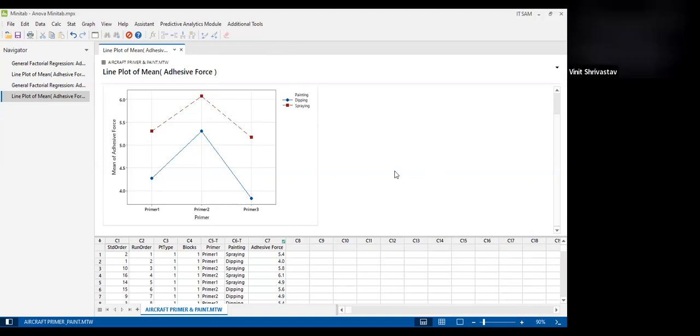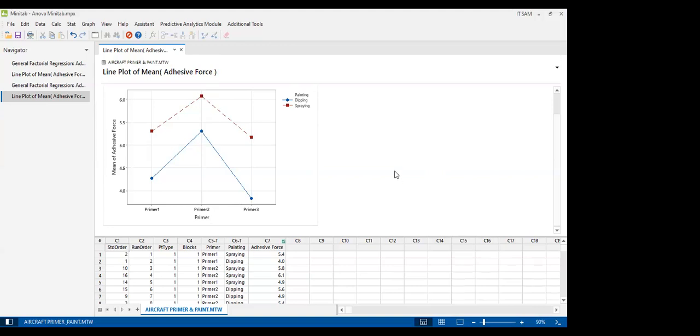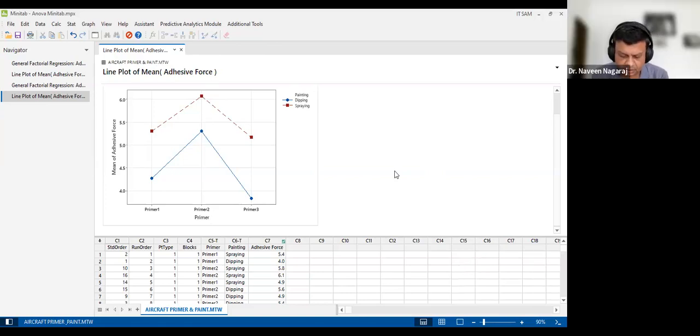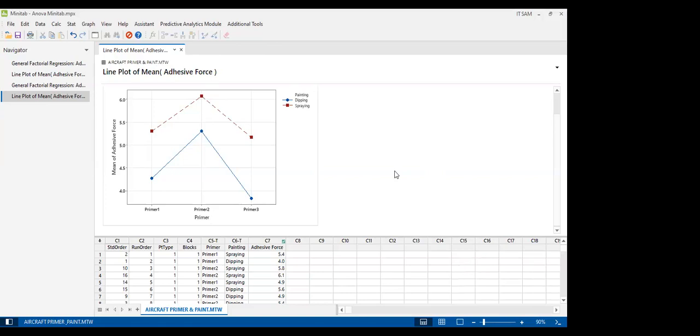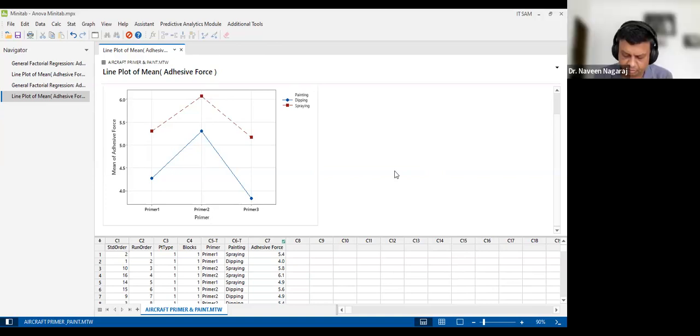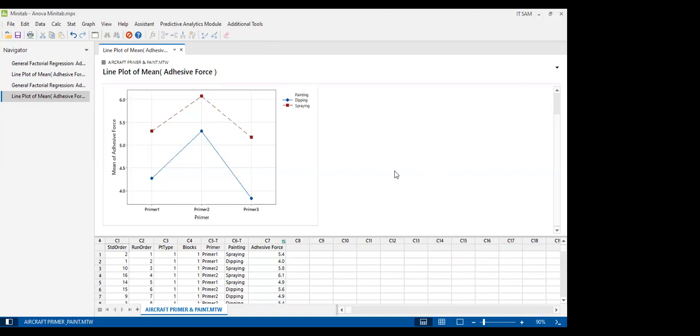Sir, one question here. Especially the order of experiments within the block. That means how do we find out how many experiments have to be conducted in each of the blocks? See, that is purely depending on the constraints.